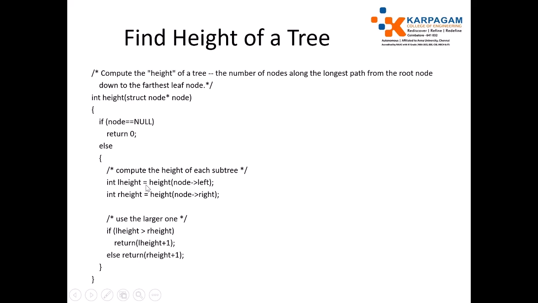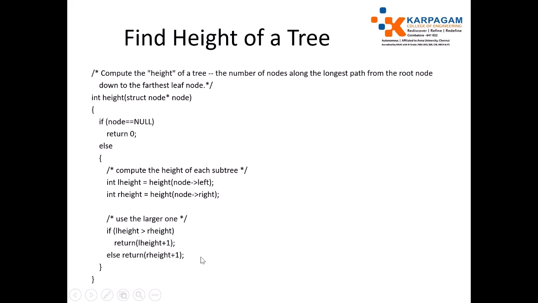Else, we need to identify the left height by traversing to the left. For that purpose we pass the address of the left subtree, and also the address of the right subtree. We find the left height and the right height. If the left height is greater than the right height, just return the left height plus 1. Otherwise, return the right height plus 1.